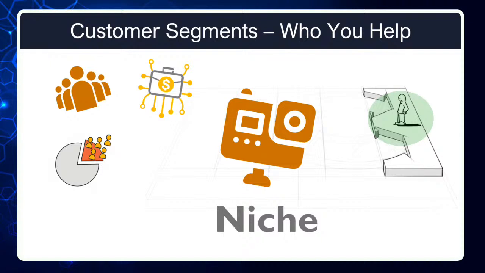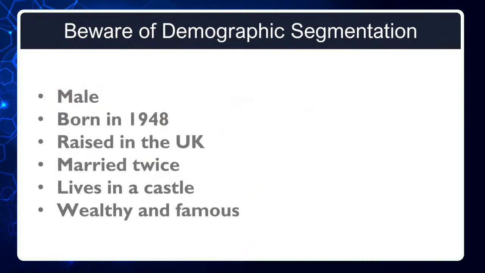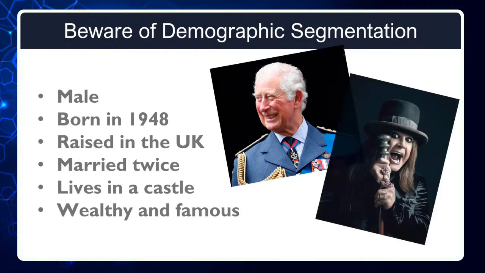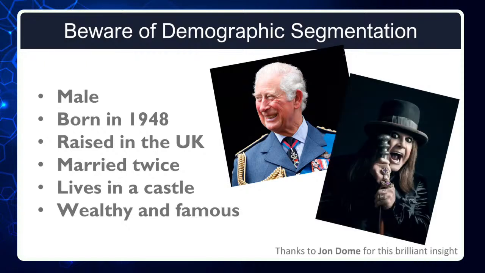Now, a lot of business advisors and marketeers have often told us that we need to niche on demographics, create an avatar of your ideal customer based on gender and age and all the rest of it. That's all very well, but you need to be careful, because this particular demographic, for instance, will give us King Charles, excellent, but also Ozzy Osbourne. And I shouldn't think there's an awful lot of overlap in terms of products that we might want to market to them. You never know, though. So beware of purely demographic segmentation.